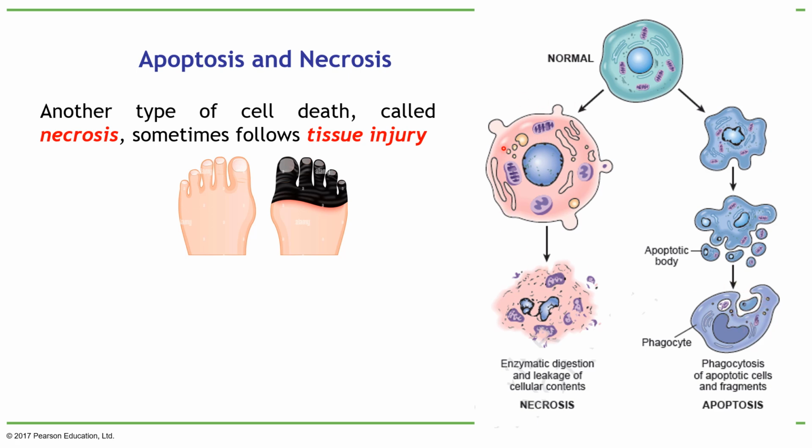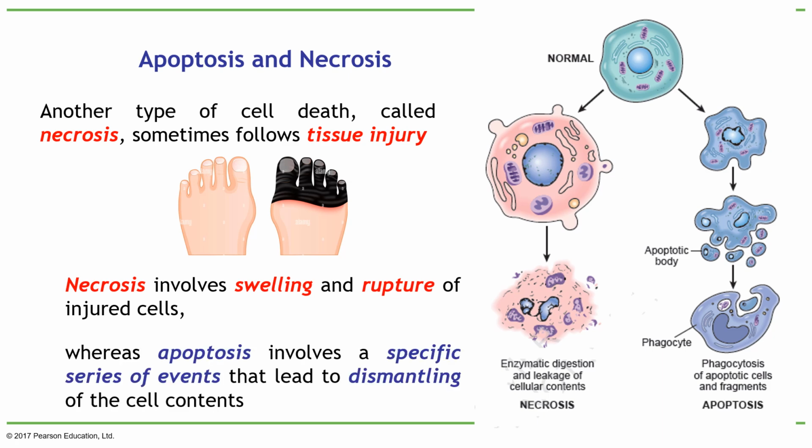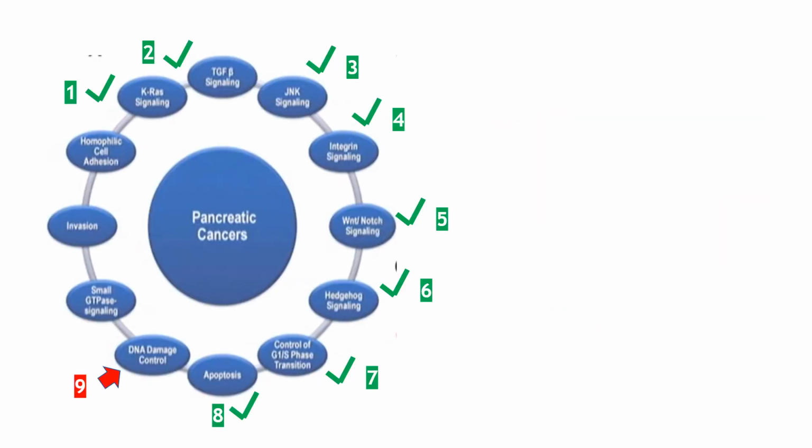A different process is involved in necrosis, where enzymatic digestion is needed to recycle the cellular content. As they are different processes, they use different cellular machinery. Necrosis involves swelling and rupture of injured tissues, whereas apoptosis involves a specific series of events that involve the dismantling of the cell content. Okay, so we'll finish apoptosis, and in the following video we will talk about the control of DNA damage.